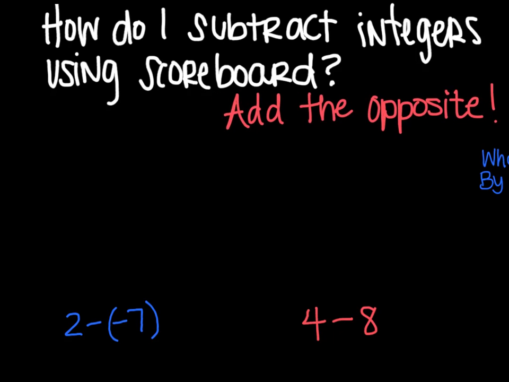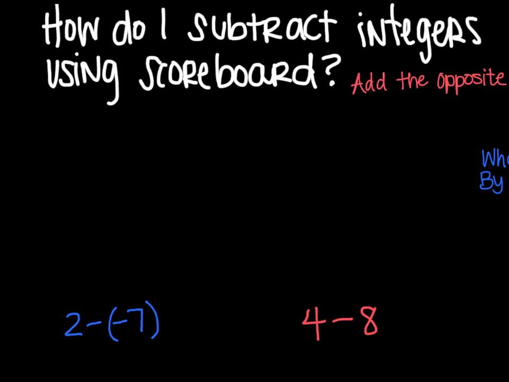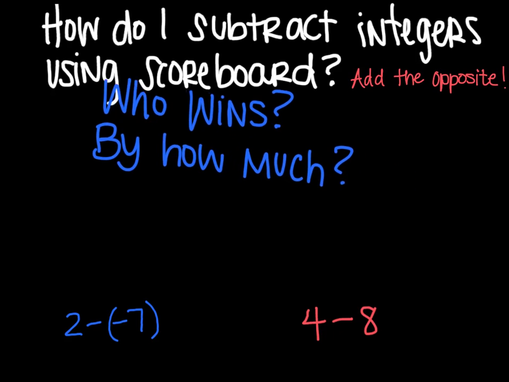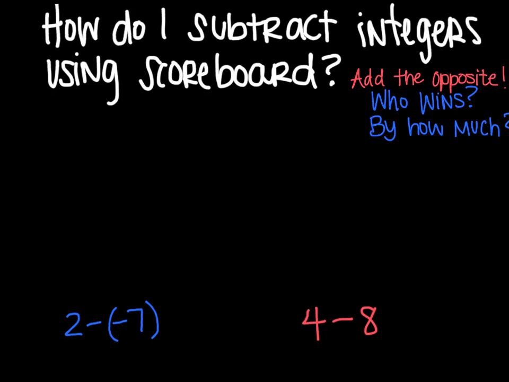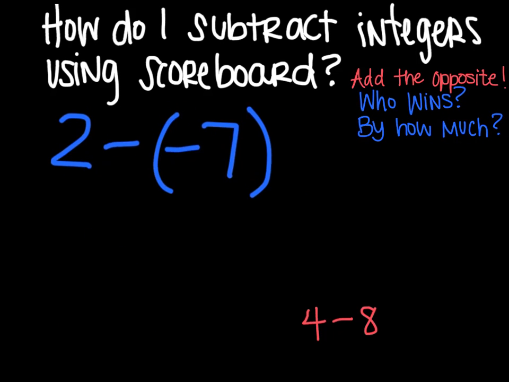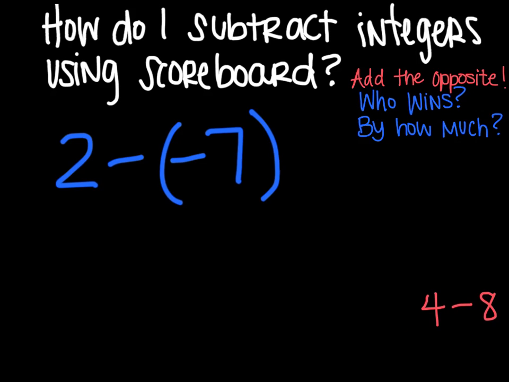So all you have to do is add the opposite. Once we've added the opposite, normal adding goes into play. So who wins by how much is the question we're going to answer. First example, we have 2 minus negative 7.